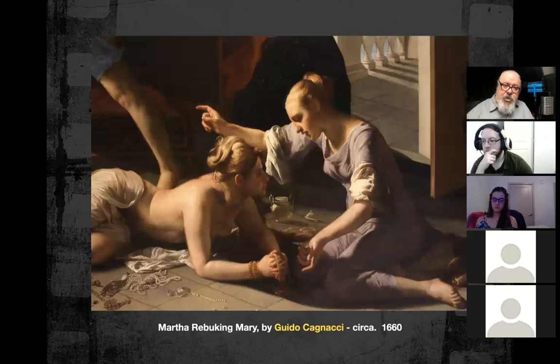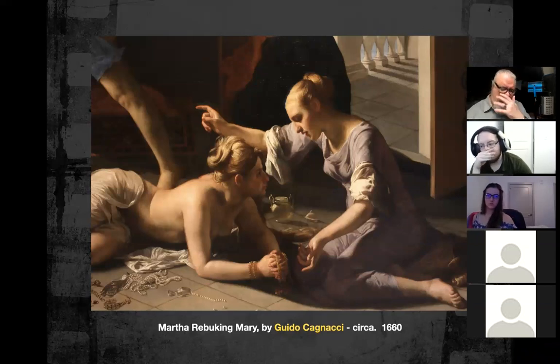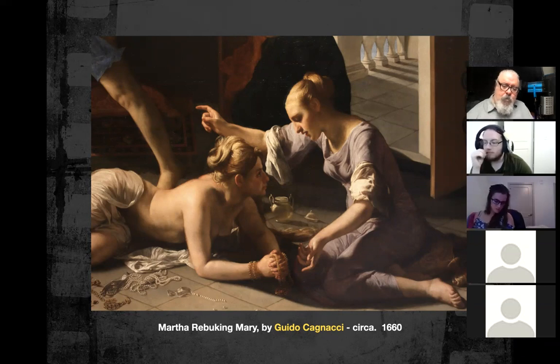This is a section of a much larger composition. And I think this was even three panels. So this is Guido Cagnacci, and this is the Martha Rebuking Mary. This is what this part of the panel is referred to as, Martha Rebuking Mary.